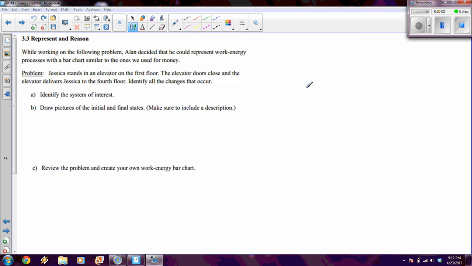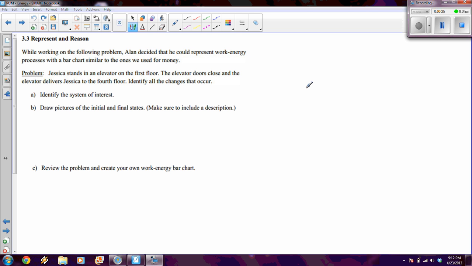Okay, here we are starting in the Energy Pool module. This is activity 3.3, represent and reason. This is going to be dealing with potential energy, essentially. So while working on the following problem, Ellen decided that he could represent work energy processes with a bar chart similar to the ones we used for money.